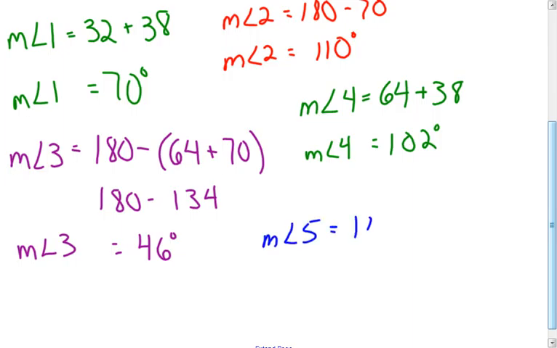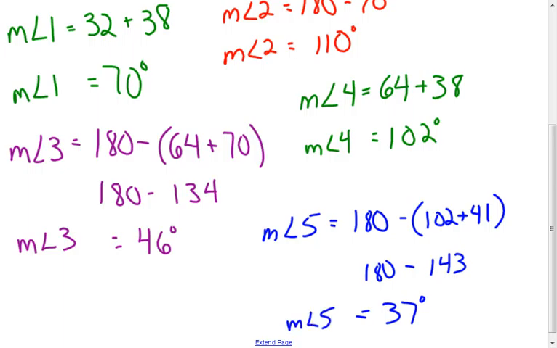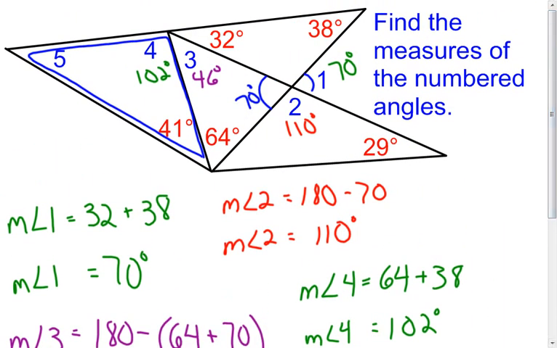I'm going to say, well, if I take the grand total and I subtract out the 2 angle measures that are in the triangle, the 102 degrees and the 41 degrees, I will end up with 143 degrees here. Subtract that from 180, and I'm going to end up with 37 degrees for the measure of angle 5. And I have just calculated all 5 angles in this picture created by a bunch of triangles.